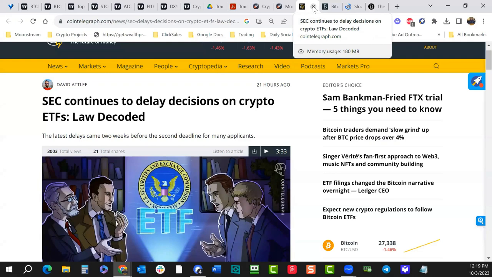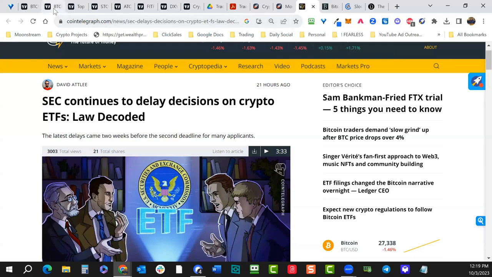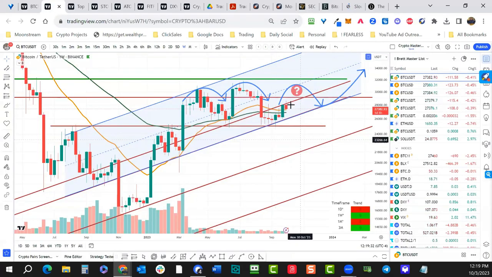That's the big news here. SEC, when will they approve? Probably into the first part of next year. That's what I'm feeling. I think we see some push higher going into the halving, but we really see the explosive move in January 2024. You'll see some window dressing, by the way. That is some of what we're seeing now on this pullback.